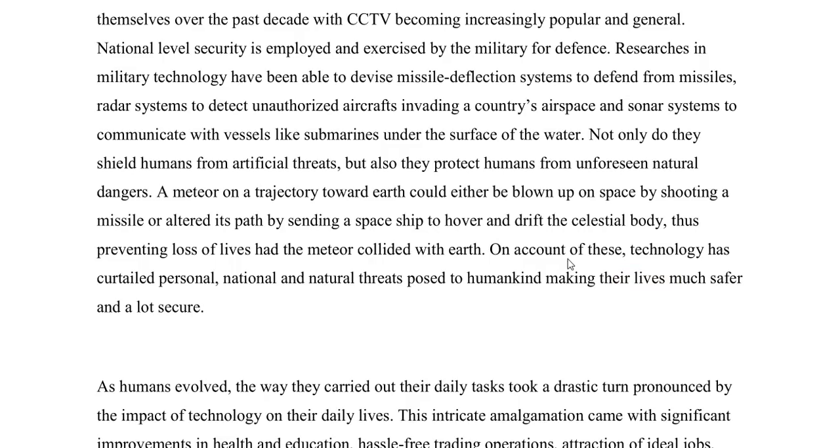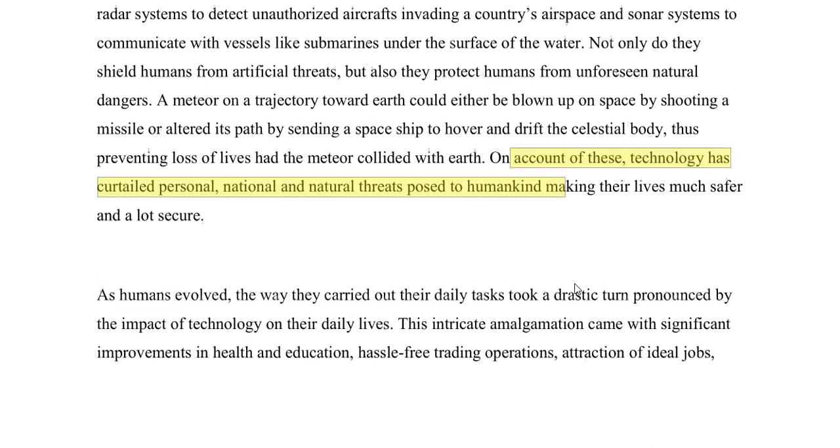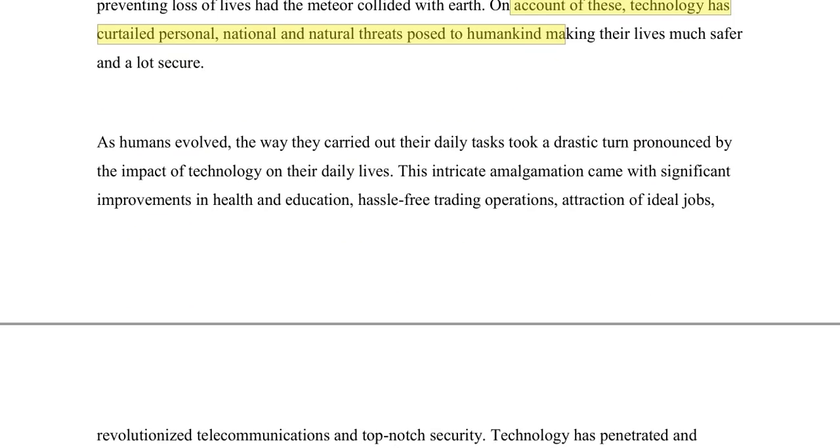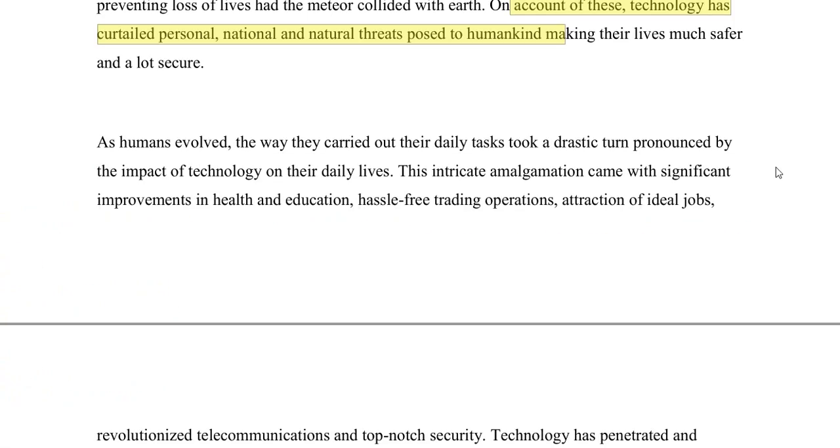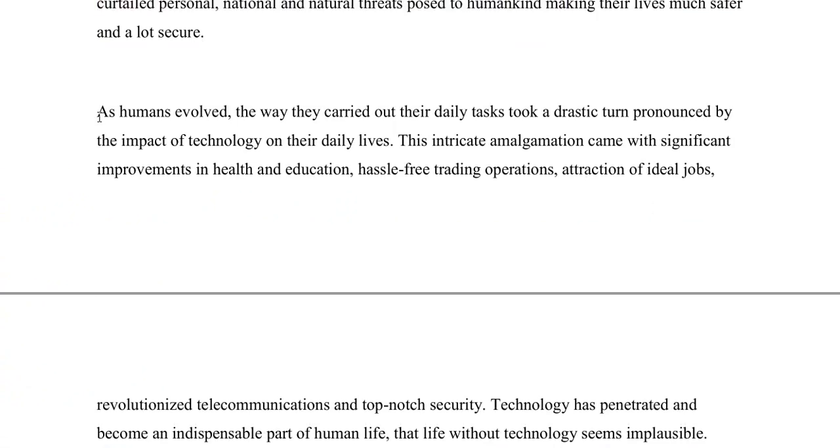That is, in simple terms, technology is providing security to humankind, right? So we talked about health, education, banking, occupation, telecommunications and security. Six paragraphs were dedicated to that: the introduction, and six body paragraphs, that is seven paragraphs, and the eighth paragraph would be the concluding paragraph of the essay. It is not going to be a body paragraph. So now this is the concluding paragraph of the essay.